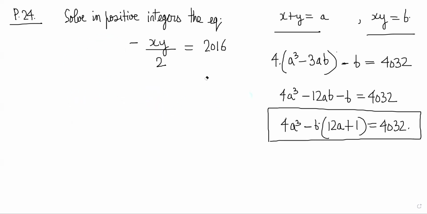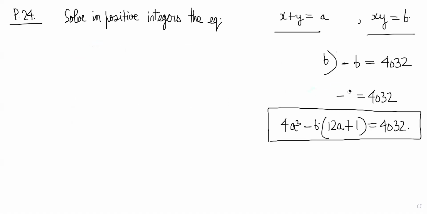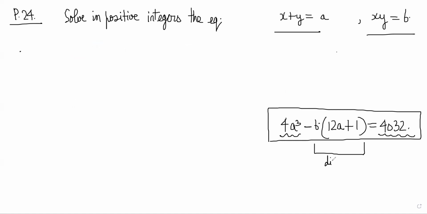Now, what can we think, looking at this equation? What do you get from here? I'm thinking that b should be a multiple of 4. Right, this term is divisible by 4, and 4032 is divisible by 4, so this term must also be divisible by 4. But 12a plus 1 can never be divisible by 4, because it is odd. So that means b is a multiple of 4. So we are getting one nice thing, that b is equal to 4k. So x and y are both even.